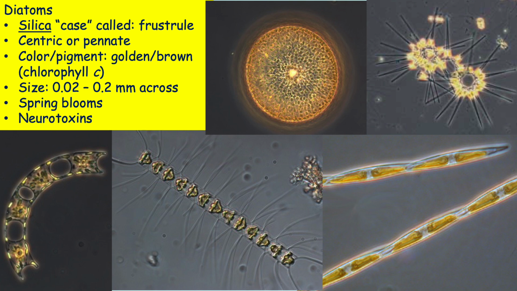They appear under the microscope as golden brown, and that's a result of having chlorophyll C as an accessory pigment. Diatoms are part of the net plankton, and their size will range between 0.02 to 0.2 millimeters across. They're the dominant type of plankton in spring blooms, and some diatoms can produce toxins or neurotoxins.